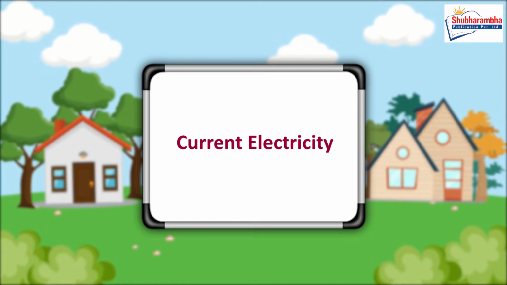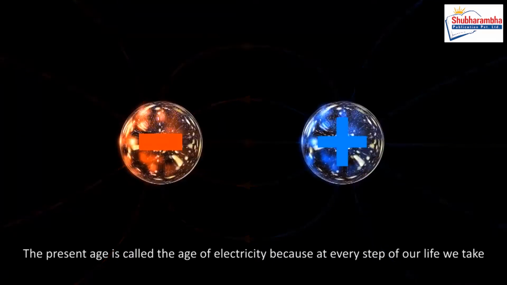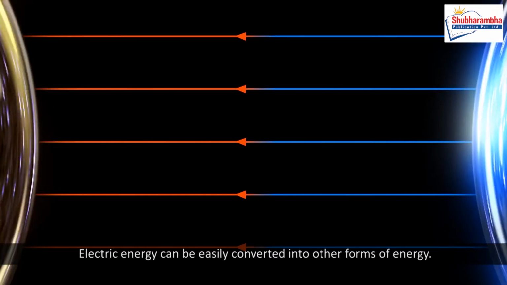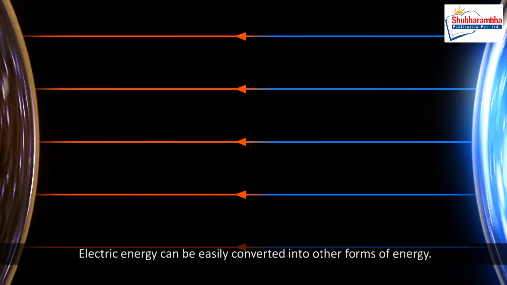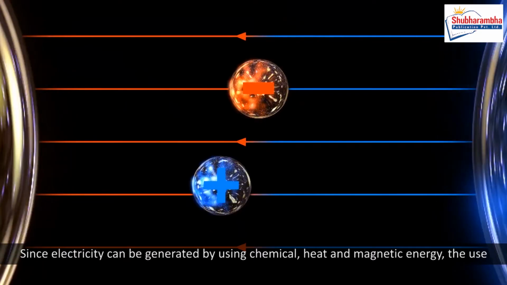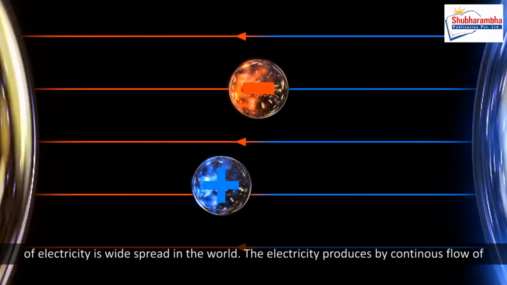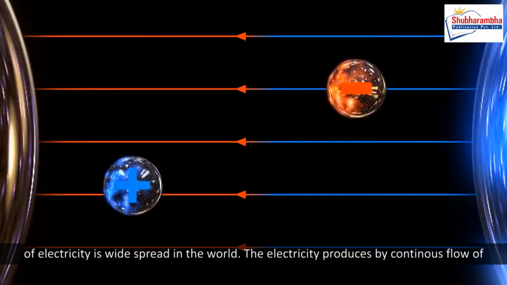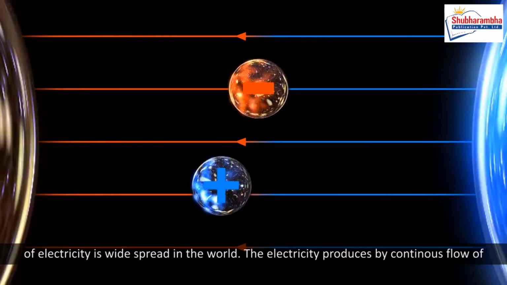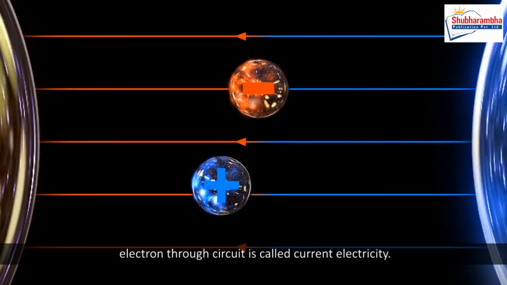Current electricity. The present age is called the age of electricity because at every step of our life we take the help of electricity. Electric energy can be easily converted into other forms of energy. Since electricity can be generated by using chemical, heat and magnetic energy, the use of electricity is widespread in the world. The electricity produced by continuous flow of electrons through a circuit is called current electricity.